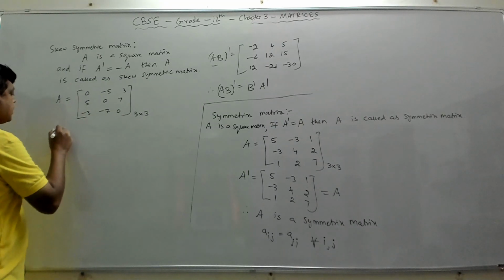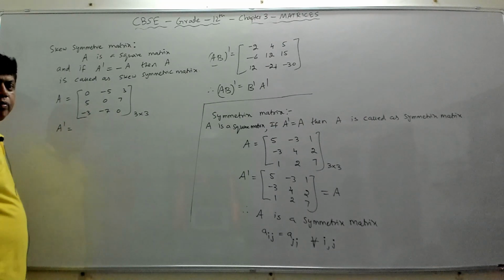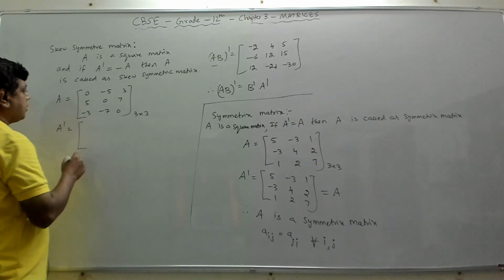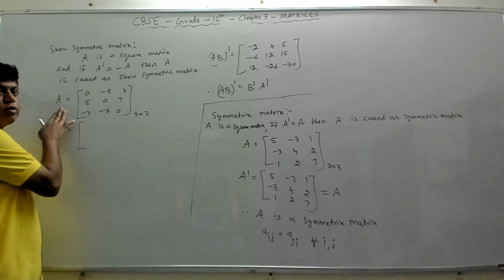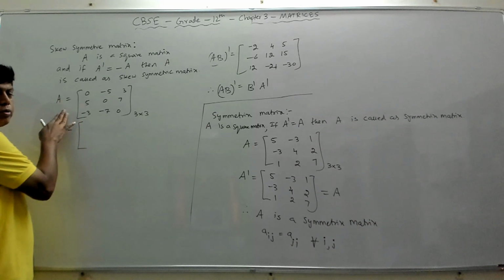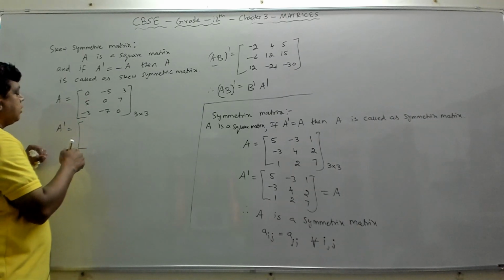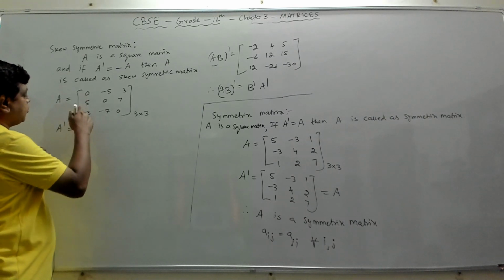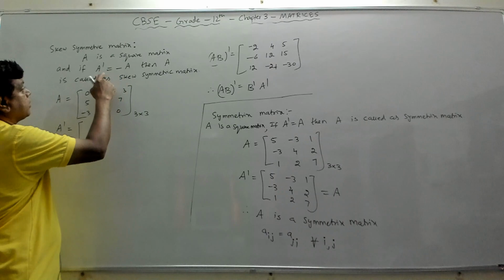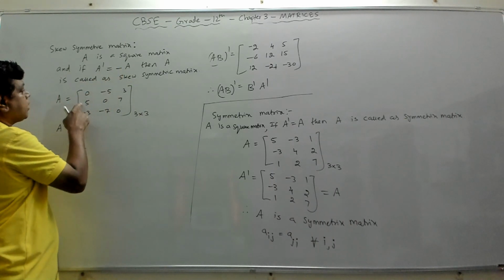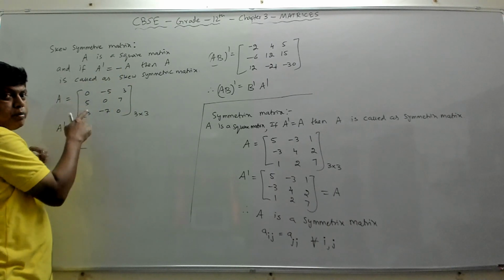Now what is your A transpose? I am checking whether A is a skew symmetric matrix or not. It's an example for a skew symmetric matrix. So we will find A transpose. We have to check this condition: if A transpose equals minus A, then we can call this matrix A a skew symmetric matrix.